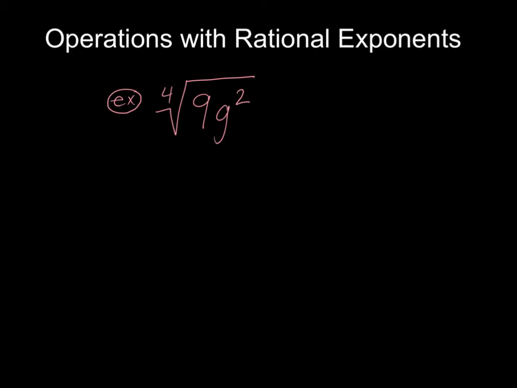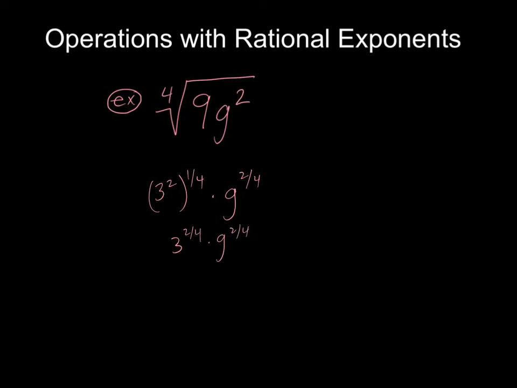All right, so this one's kind of interesting looking. The fourth root of 9g squared. The fourth root applies to both of the parts inside. This one's not going to simplify a lot. It's the fourth root of 3 squared, so another way to think of that would be 3 squared to the 1/4 power times g to the 2/4 power. So that's 3 to the 2/4 times g to the 2/4.